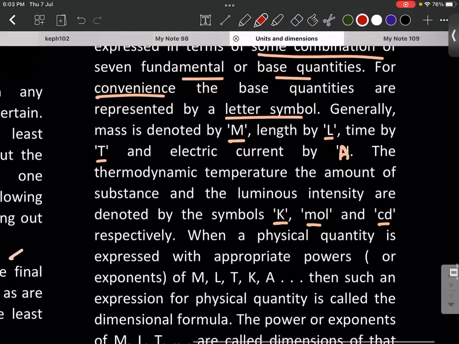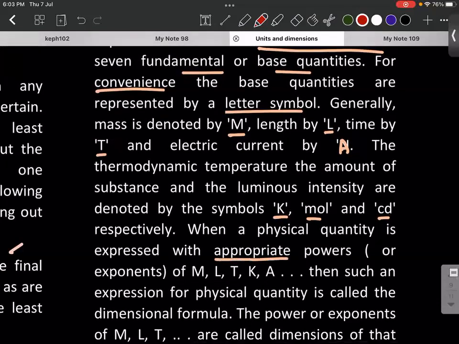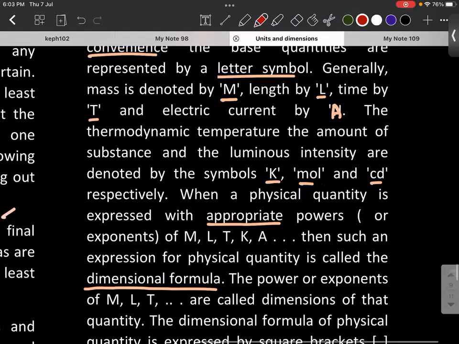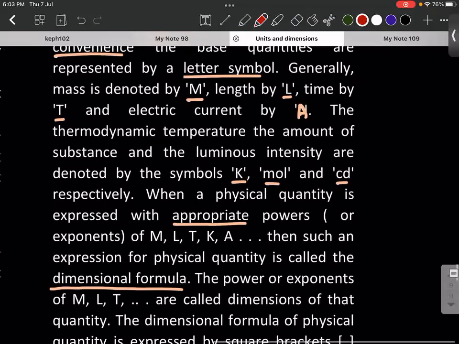So when a physical quantity is expressed with the exact powers of how many times these base quantities are there, then such an expression for the physical quantity is called the dimensional formula. That's what the technical terms say, but let me make it simple for you. If I have velocity, what is velocity, guys? Is it not meter per second? So small m divided by s.